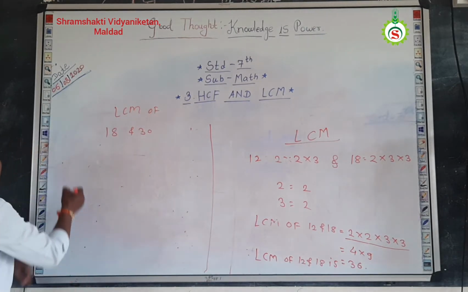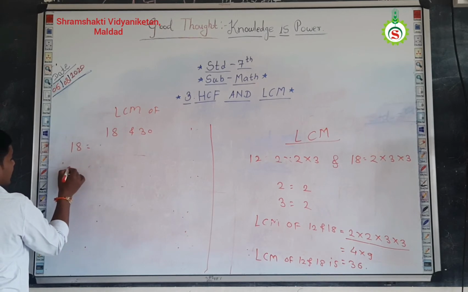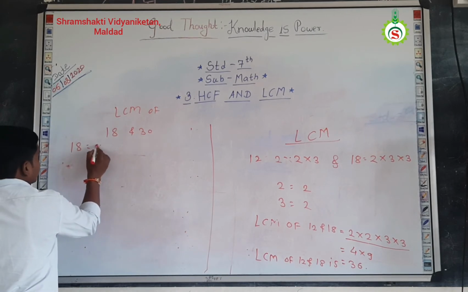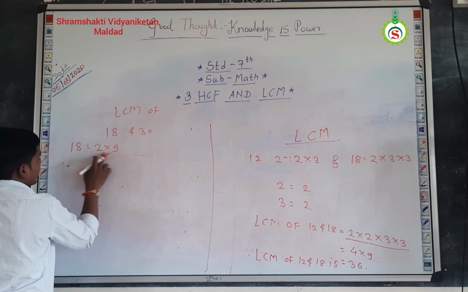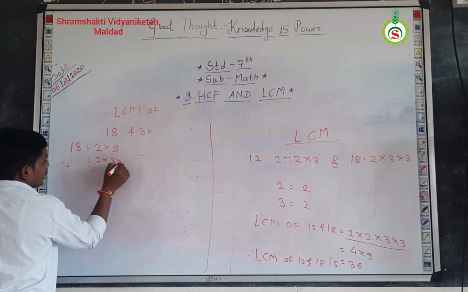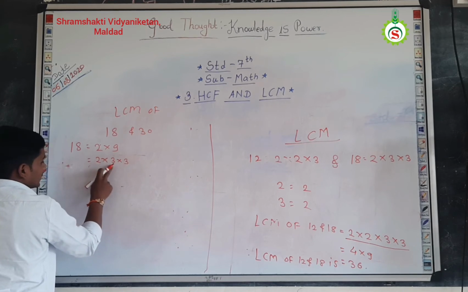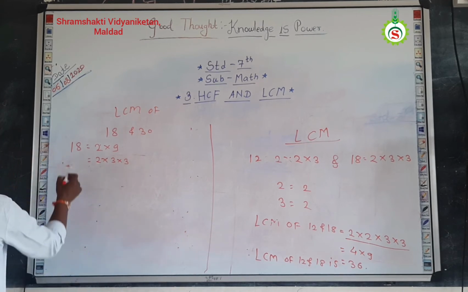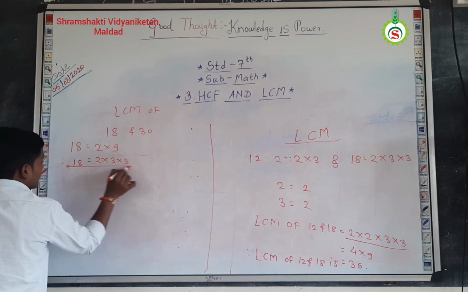For finding the LCM, what do I have to take? First the factors. So 18: 2 9s are 18. Again 9 is 3 into 3. So 2 3s are 6, 6 3s are 18. Those are the factors of 18.